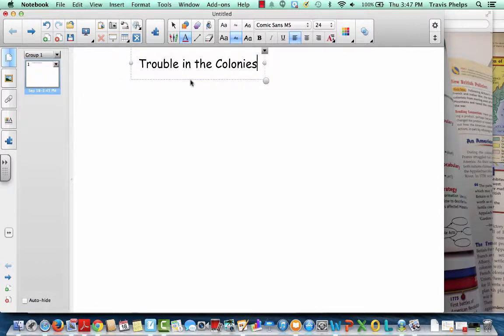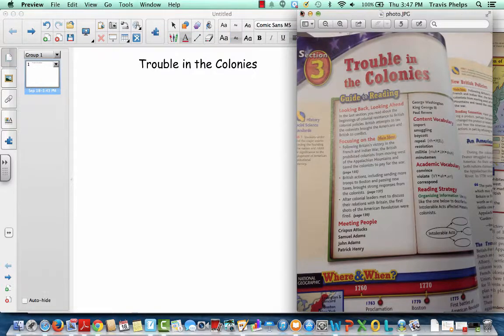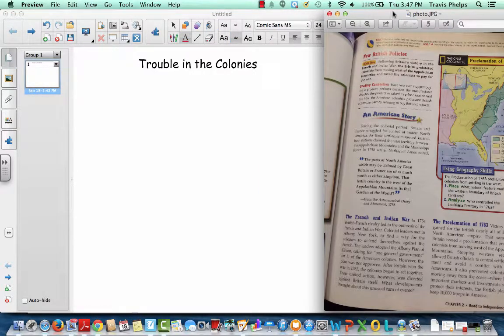Notice when we have titles, we don't capitalize prepositions or articles. That's why in and the are not capitalized. So we have our first thing completed with our outline. And now that we've gotten our title done, we can go ahead and close that.